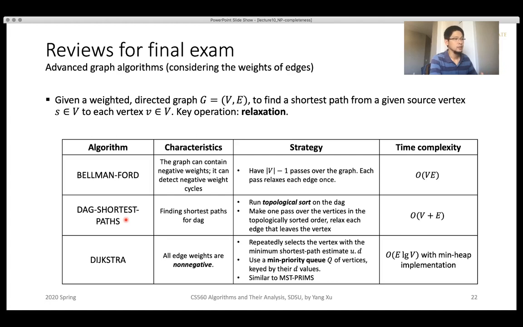And frankly speaking, these tables summarize the key parts and the majority parts of the lecture content. And I will make another video with more details regarding the final exams.